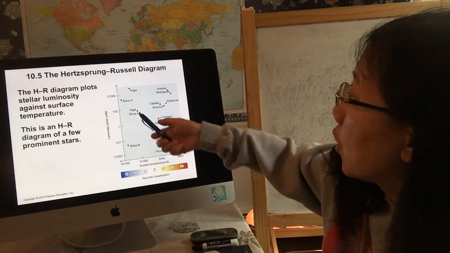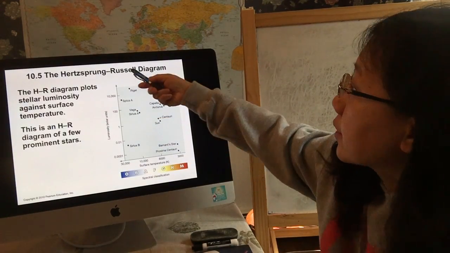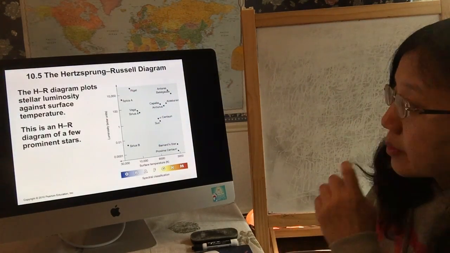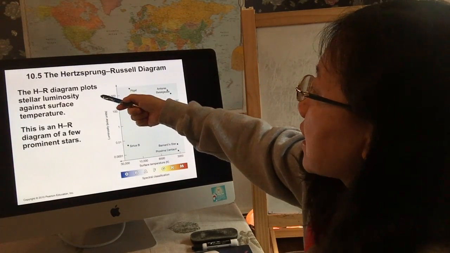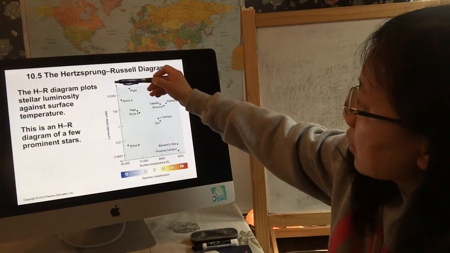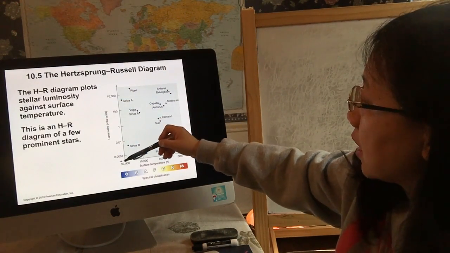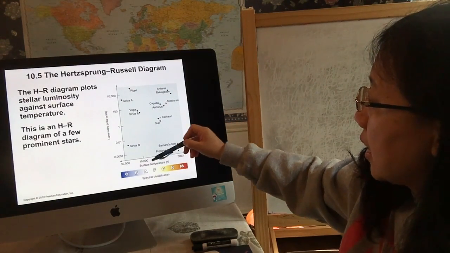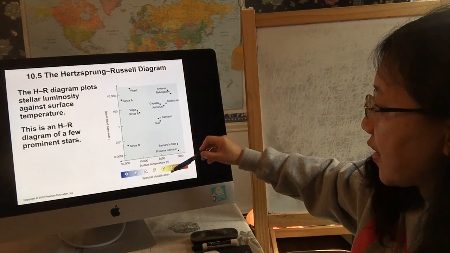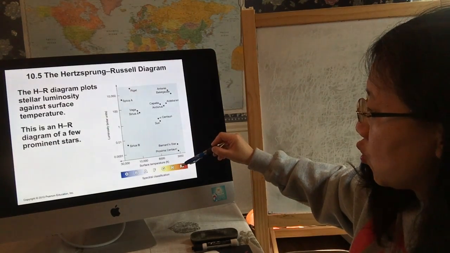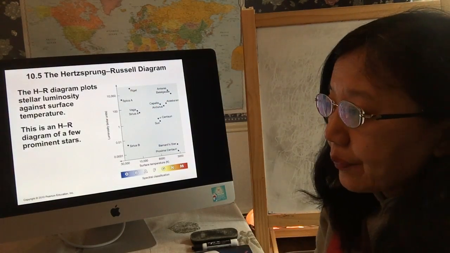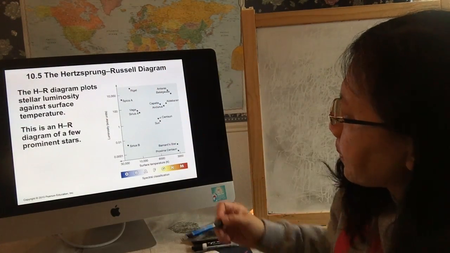As you can see from here, the HR diagram is named after two astronomers. The HR diagram plots the stellar luminosity against the surface temperature. In other words, the y-axis here is the luminosity, and the x-axis is the surface temperature. Sometimes the x-axis could be spectral classification. Remember, we talked about O to M. And the y-axis could also use absolute magnitude to represent it.